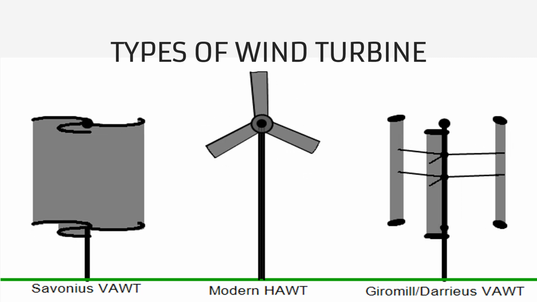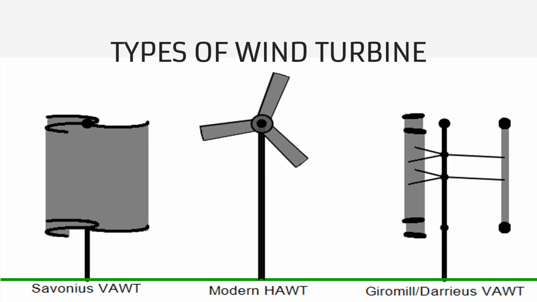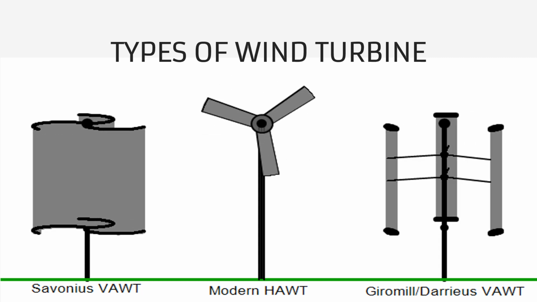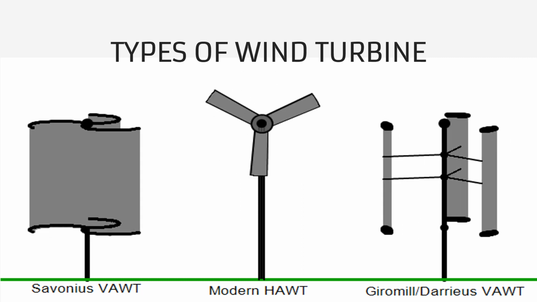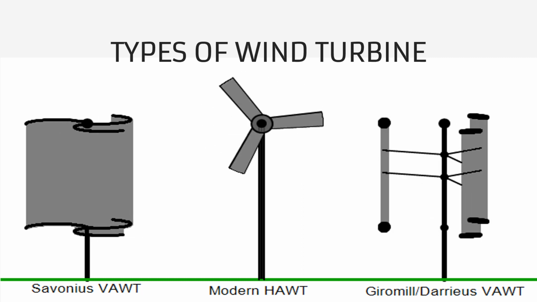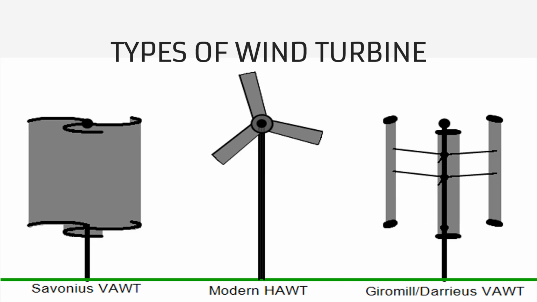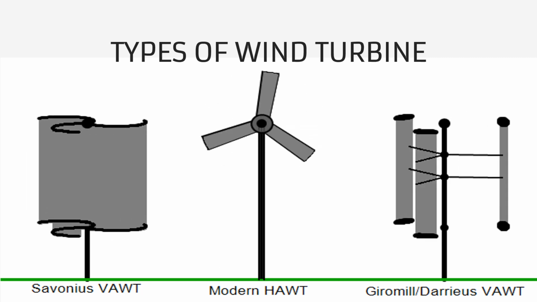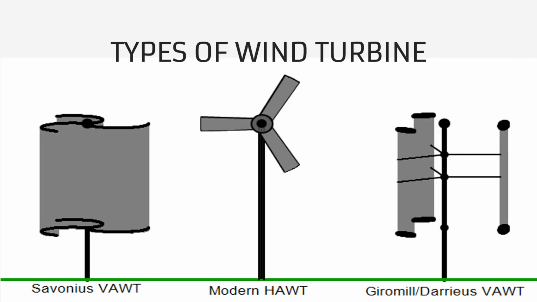Then comes the vertical axis wind turbine. Vertical axis wind turbines have blades that rotate around the vertical axis and can capture wind from any direction. These turbines are typically shorter than horizontal axis wind turbines and can be used in a variety of locations, including urban areas. There are mainly two types of vertical axis wind turbine, Darrieus wind turbine and Savonius wind turbine.